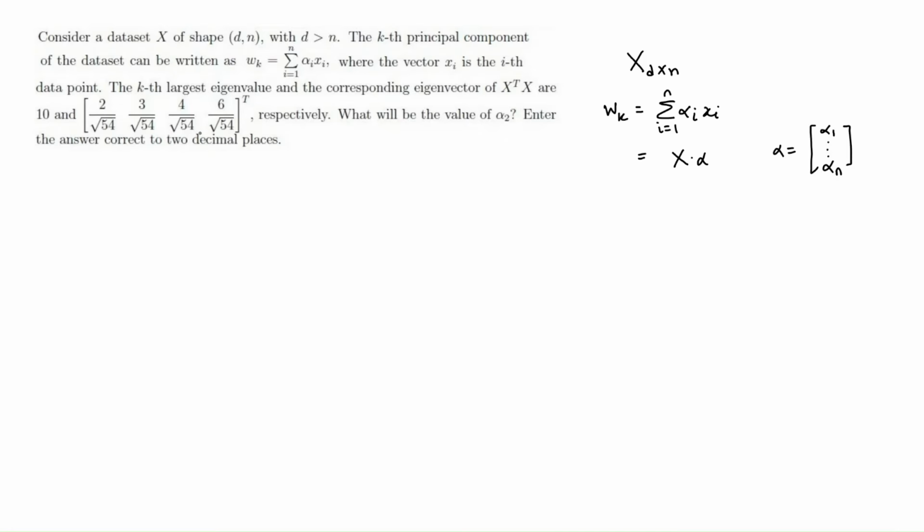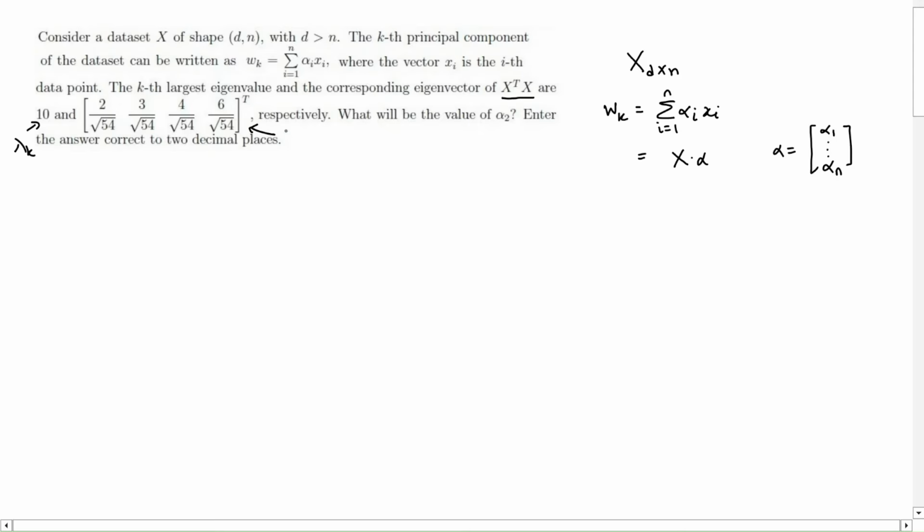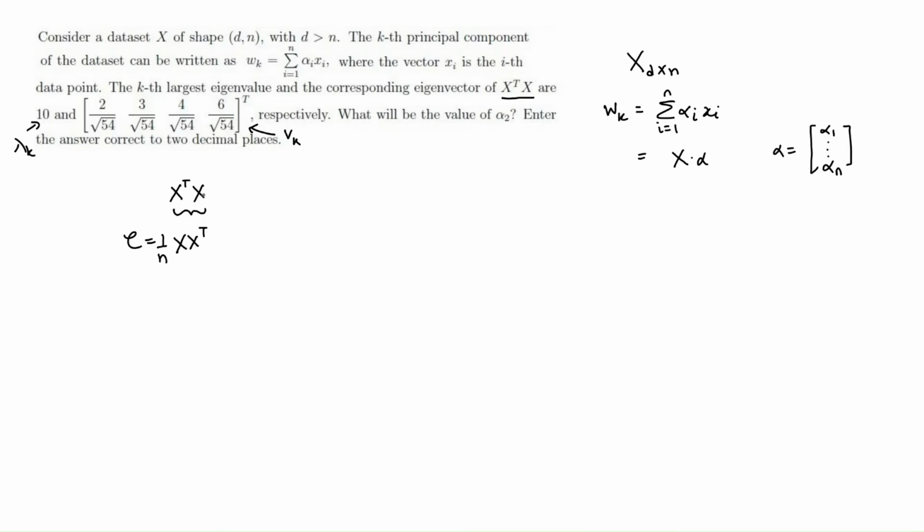Now they're saying that the kth largest eigenvalue and corresponding eigenvector of X transpose X are given. Let me call them lambda k and vk. But remember, these are the eigenvalues and eigenvectors of X transpose X, and we have to find the eigenvalues and eigenvectors of XX transpose, because this is our covariance matrix. In fact, the covariance matrix is 1 by n times this. But how are the eigenvectors and eigenvalues of X transpose X and XX transpose related? That we will see now.